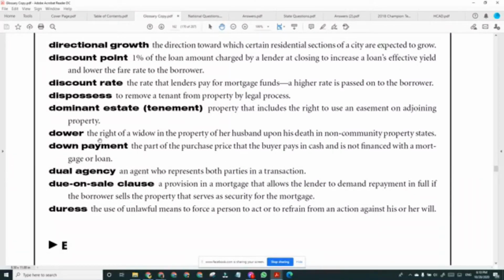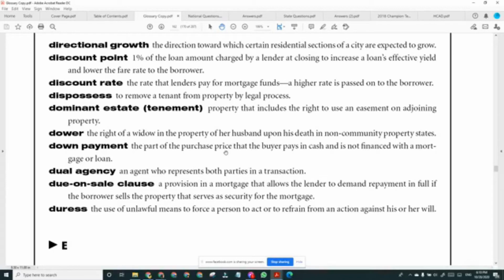In the courthouse, dower, the right of a widow in the property of her husband upon his death in non-community property states. So we've heard this in history, like in the Roman days in Italy, and you know, when the landlords, okay, would marry off their daughters, they would have to give so much property, and here she gets it in property estates. So the right of a widow in the property of her husband upon his death in non-community property state.